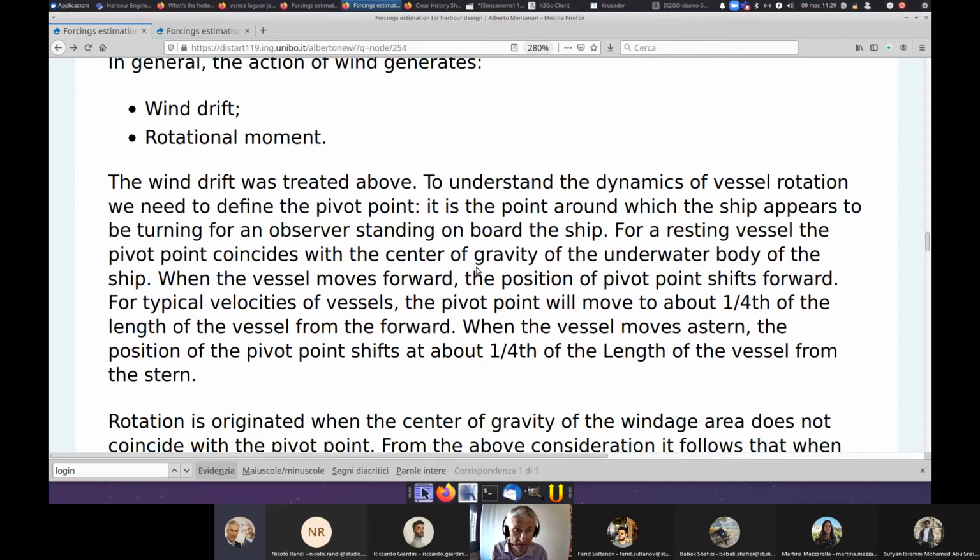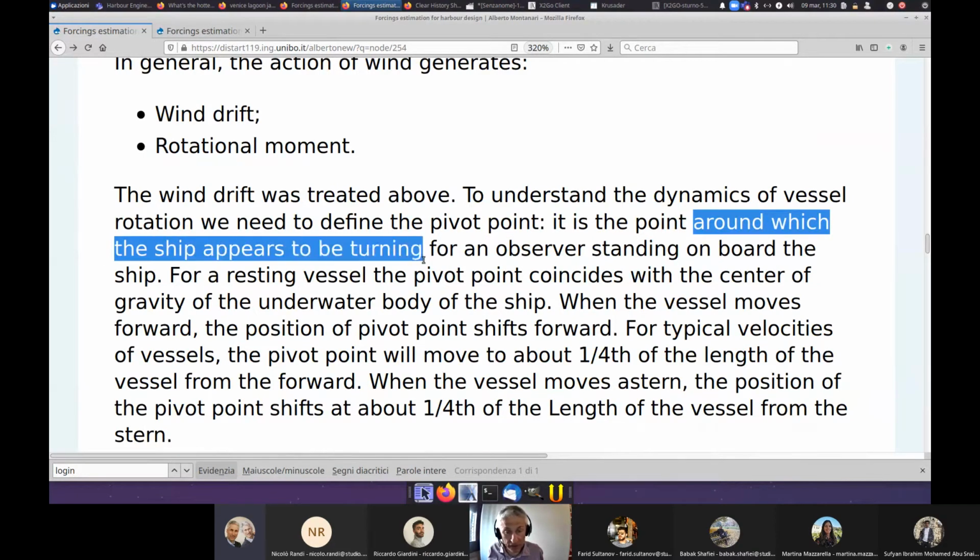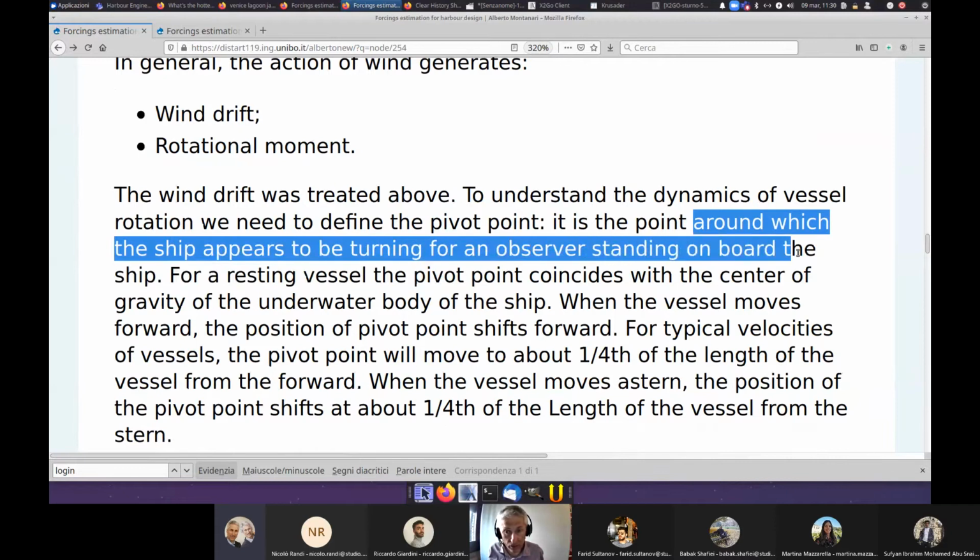And so we need to understand the dynamics of the rotation of a ship. In order to understand it, we need to define the pivot point, which is the point around which the ship appears to be turning for an observer standing on board of the ship. Basically, the pivot point is the point where the vertical axis of rotation passes through.